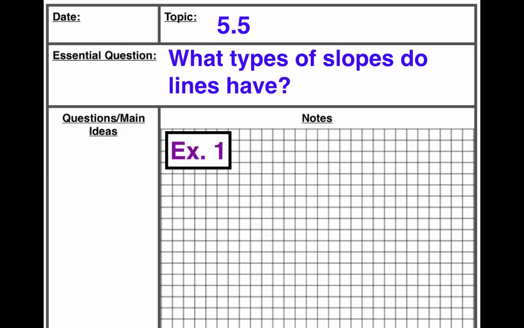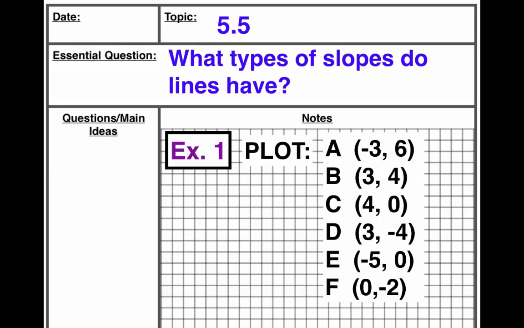And our essential question is, what types of slopes do lines have? So hopefully you've watched some prior videos and you know slope is a measurement of a line. It's to figure out how steep the line is. But we're going to start looking at really specific lines and getting that exact measurement.